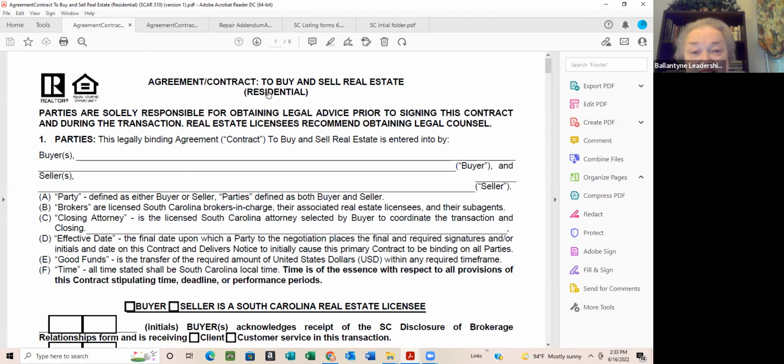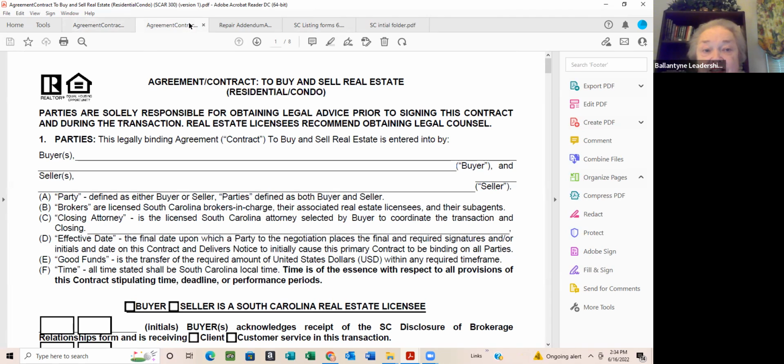You see this word right here? This one says residential. This is for single family, townhomes, and up to 4 dwellings. If you have a condo, you are going to see this one. It says residential / condo.